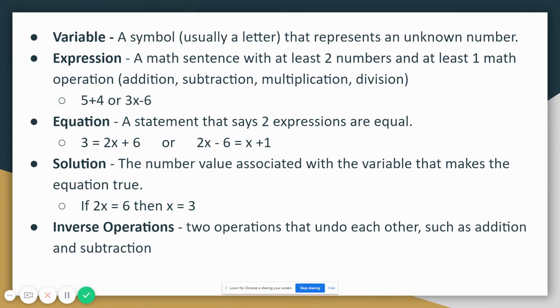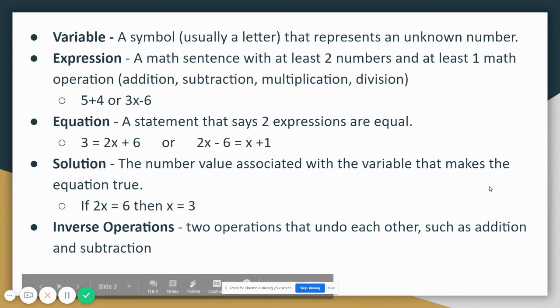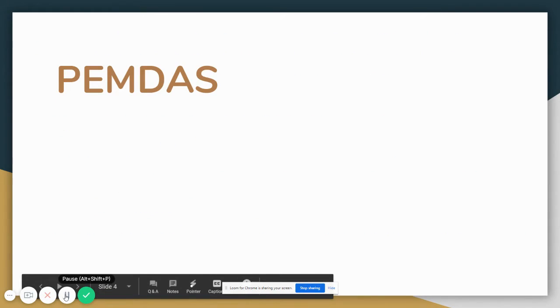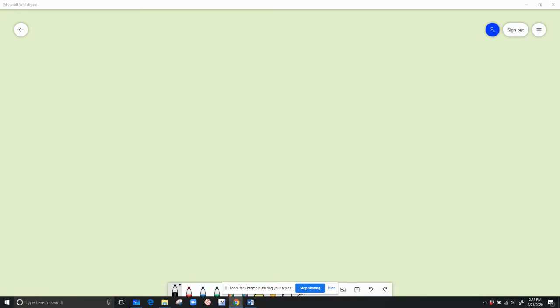All right, inverse operations. I'm going to be using this. These are two operations that undo each other. They're basically opposites of each other. So addition and subtraction, they're opposites of each other. And multiplication and division, they're also opposites or inverse operations of each other. So you're going to use the inverse operation to undo things.